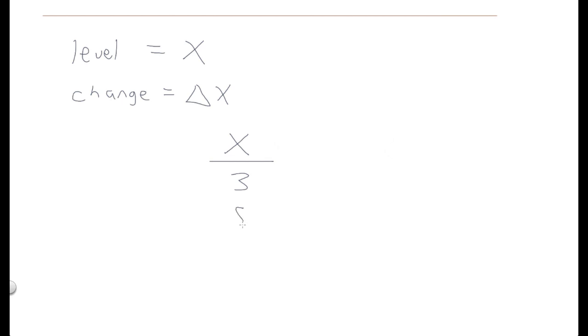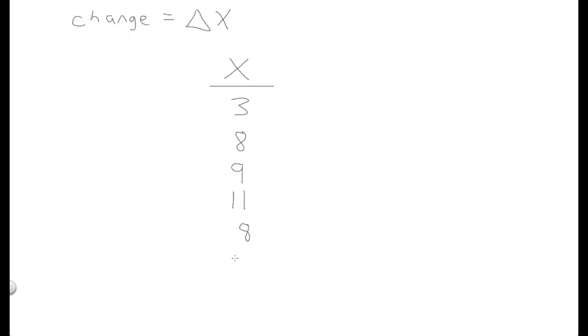Here are some values for x. Are these levels or changes? Levels, because they're x's. Now, what would be the delta x as we go from here to here? 5. Good. Positive 5 or negative 5? Positive 5. Okay, let's keep going. What would be the next delta x? Positive 1. What's the next delta x? Positive 2.